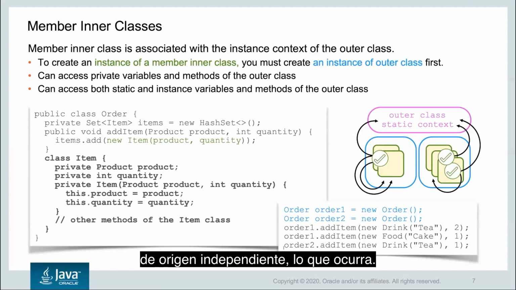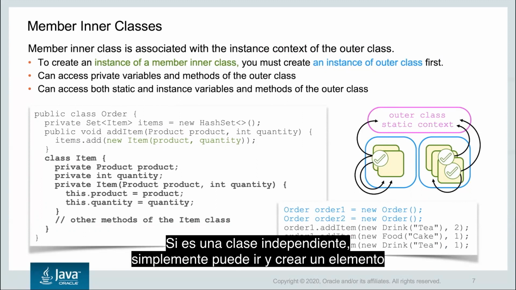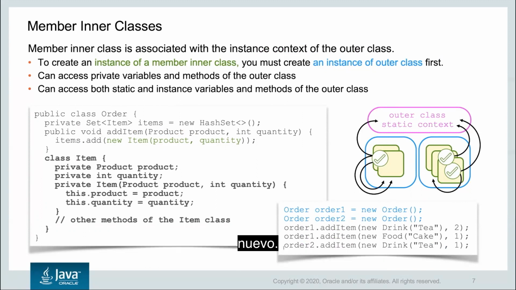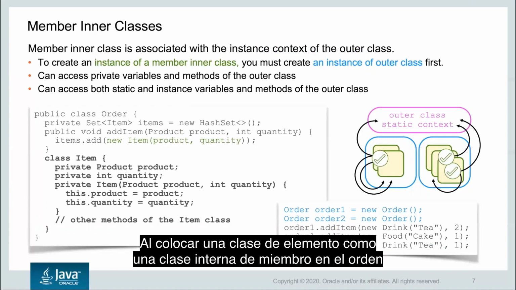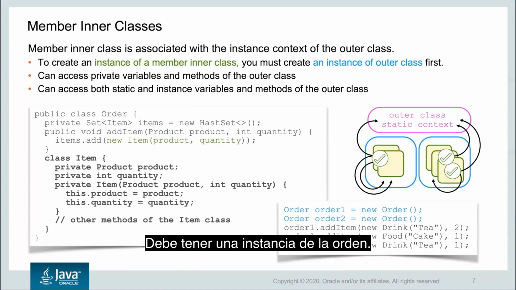Well, okay, you can do that, but then what stops you from creating an item without creating the order? Nothing, right? If it's an independent class, you can just go and create an item, new item, fine. By placing an item class as a member inner class into the order, you're essentially saying you have to instantiate the order first. You have to have an instance of the order. And only then will you be able to create instances of items.